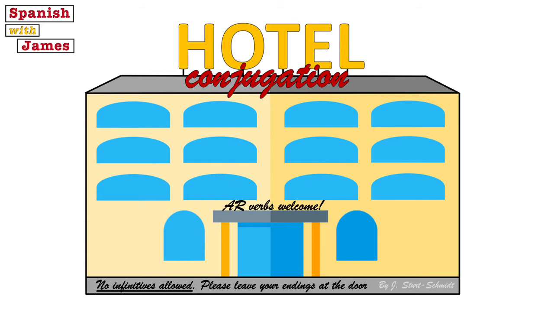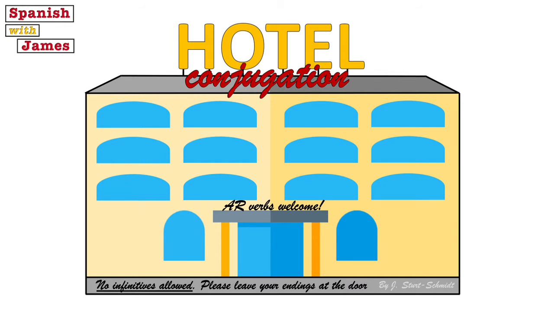We can see above the door this one says AR verbs welcome, so we're in the right place if we want to conjugate an AR verb. We can also see that it says no infinitives allowed. Please leave your endings at the door. So as I mentioned, all of those regular verbs in Spanish end in AR, ER or IR, but we need to take those endings off in order to conjugate into the present tense.